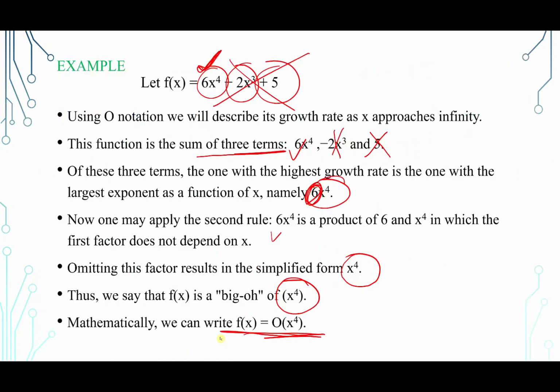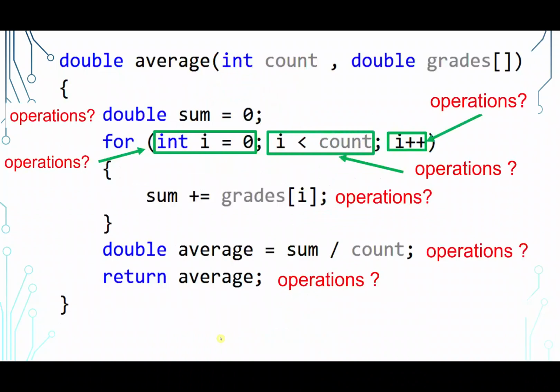Now, this is if I have a function. What if I give you an algorithm? I say, okay, derive the function from this algorithm, then find the big O. So first you should find the equation, then find the big O.